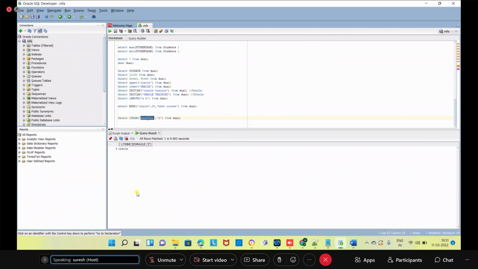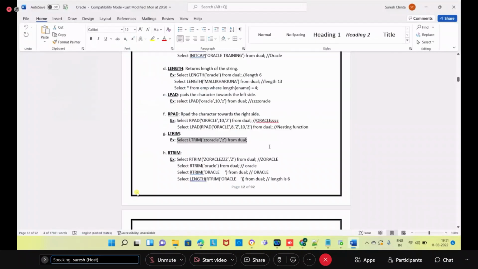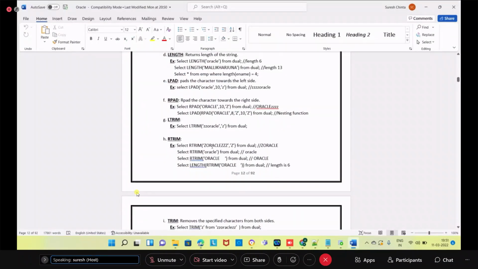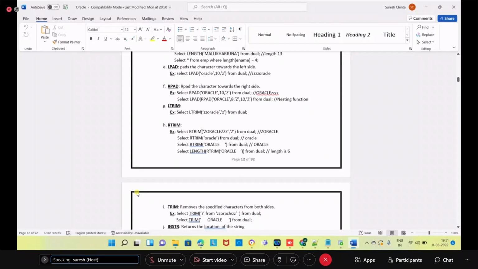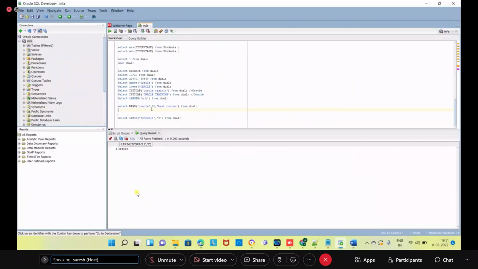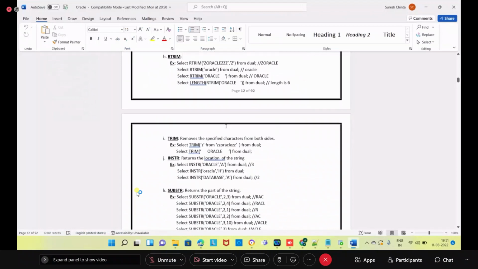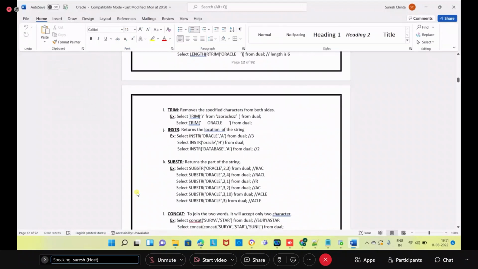So the position. You are going to trim the z value from this zz underscore oracle string. Like this we have RTRIM also, in the right side it will trim. Okay. So TRIM means it trims both sides. If you give a character, it will trim both sides.